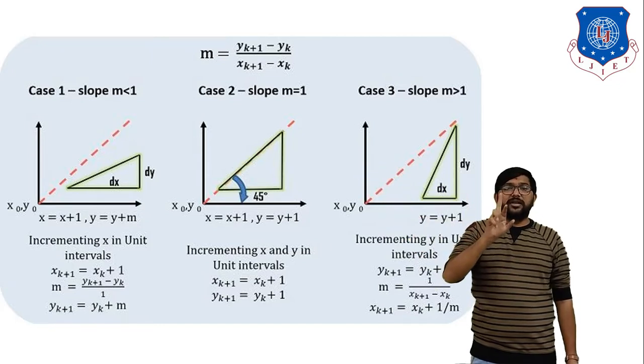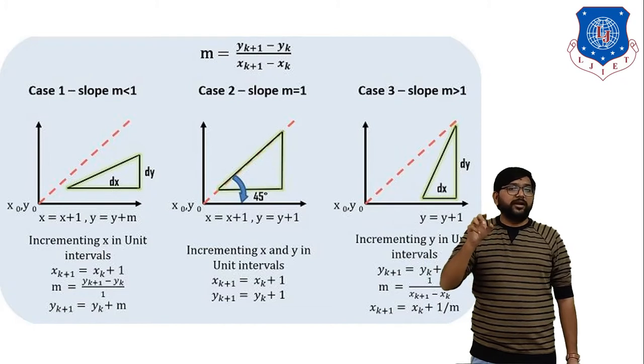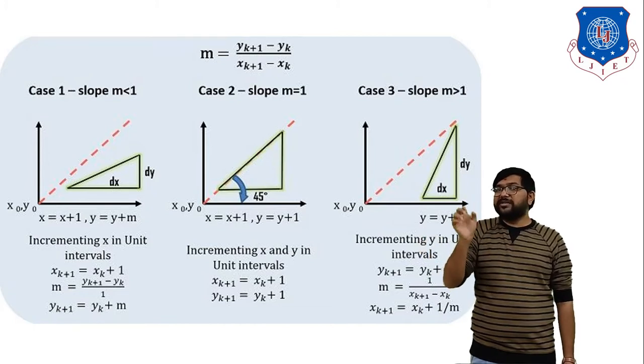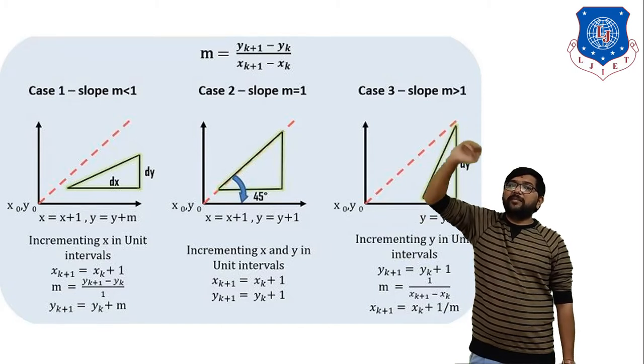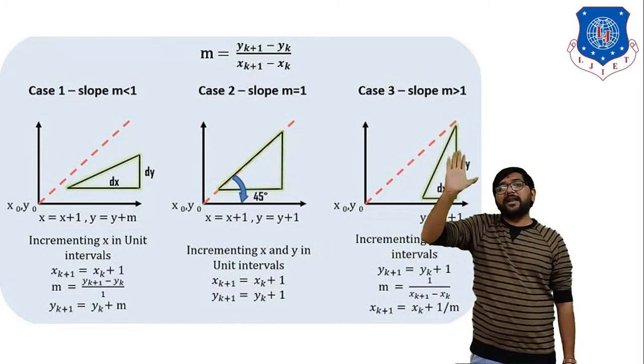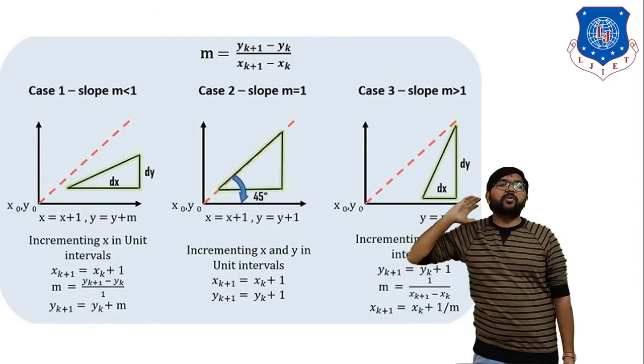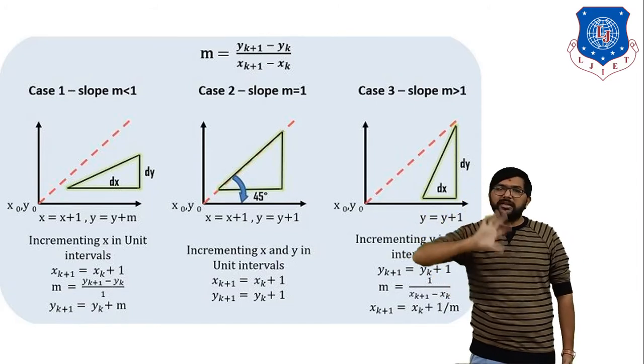Clear? One more thing. If slope m is greater than 1, that means the value of the slope is greater than 45 degrees. If you increase this line, the increment in the y direction is higher compared to the x direction.